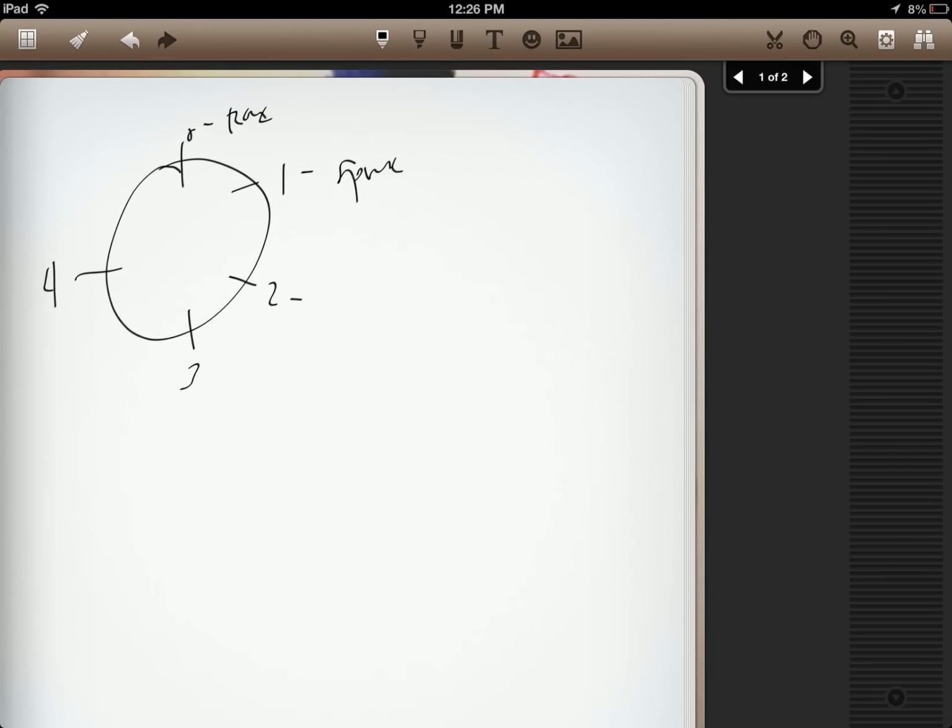Now, the first concept is that we have a circle with 0, 1, 2, 3, and 4. Now, 0 is synonymous to rock, 1 to Spock, 2 to paper, 3 to lizard, and 4 to Spock. Oh, sorry. 4 to scissors. My bad. Scissors.